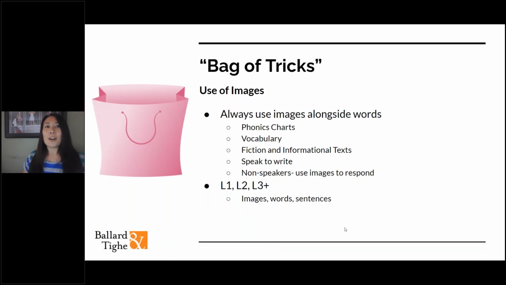All right, so moving on to bag of tricks. So use of images. We really do, like we said, believe in images. And so some little tricks is use images alongside the words.